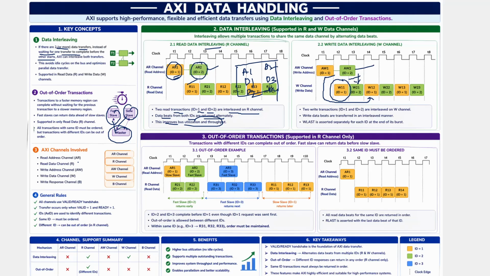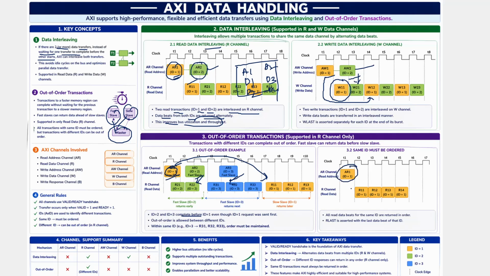See, how are we saying out of order here? In this clock I am placing the AR channel. After that, ID1, then the slave gives the response. This is the slower slave, this is the faster slave, and this is the fastest slave. Two fast slaves are there and one slower slave. Then ID2 responds first, ID3 responds next, and ID1 responds last. That is the out of order. ID2 and ID3 complete before ID1, because ID1 is the slower slave, and ID2 and ID3 complete faster because they are faster slaves. Understood?